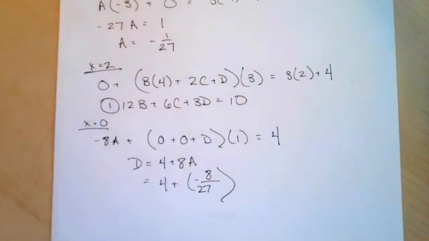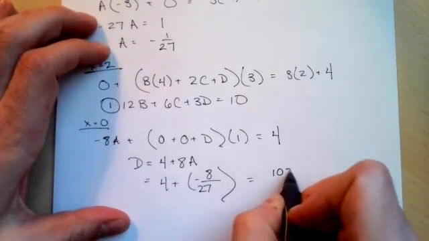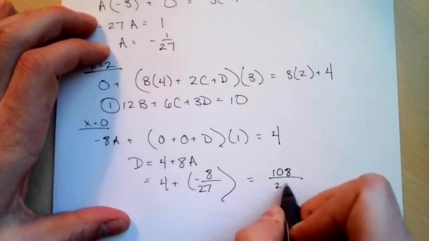Not the nicest of denominators. What's 4 over 27? 108. Someone check that math for me.